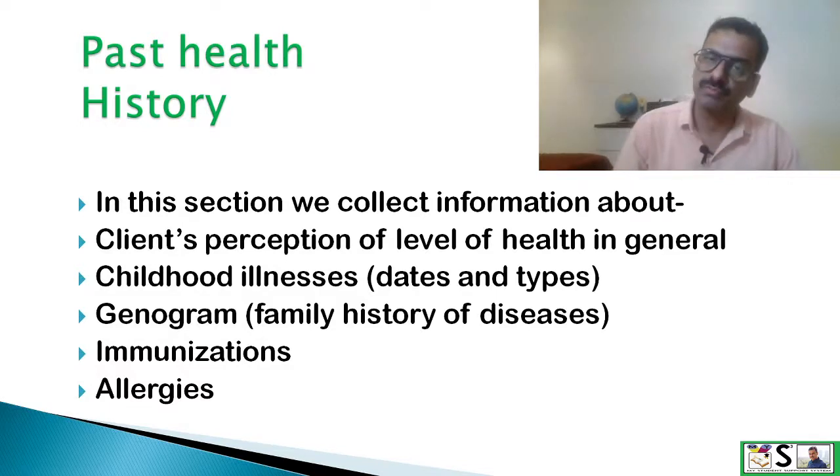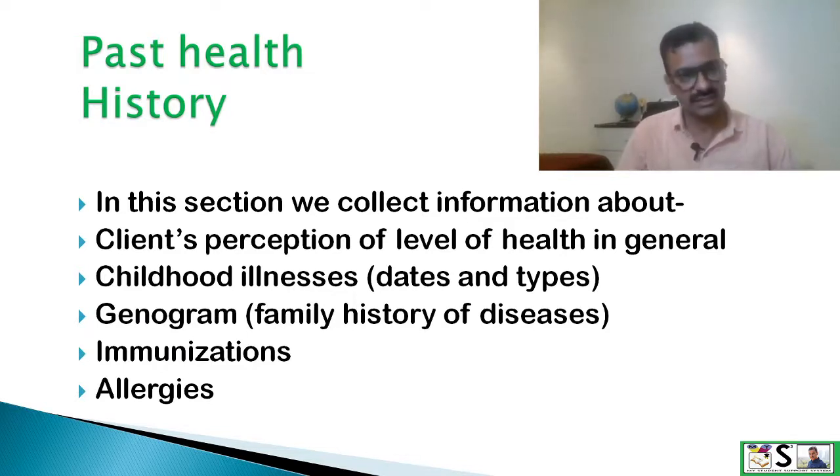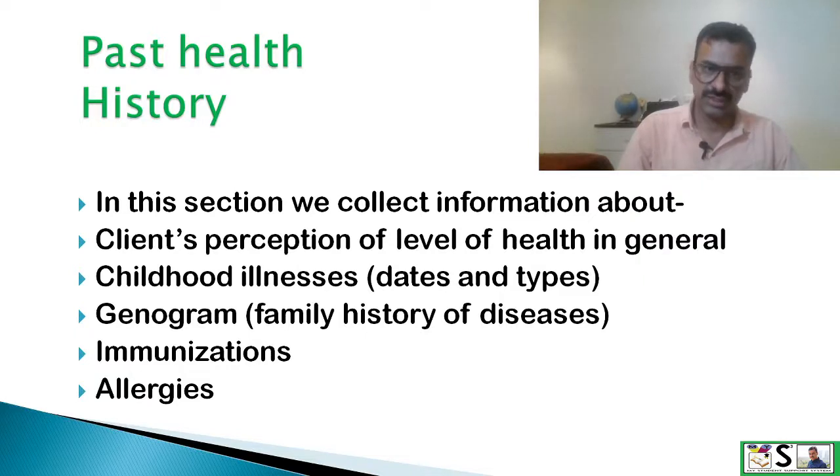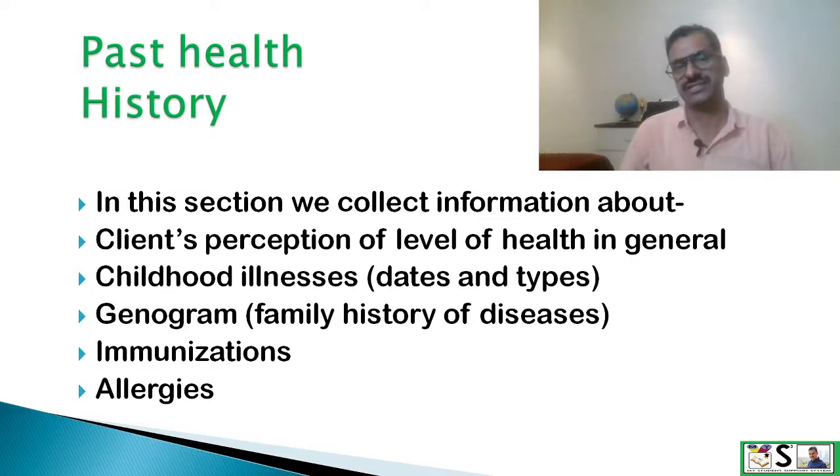Then we come to past history. In this section, we collect information about the client's perception of level of health in general, and then the childhood illness, date and time, what was the type of illness previously, and what was the time. Then genogram. What is genogram? Family history of the disease which he or she is facing or suffering from. Then try to find out the immunization status if possible, and any allergy if the client is having.